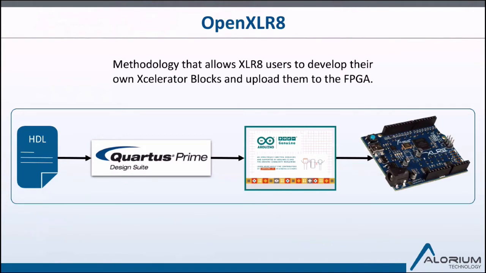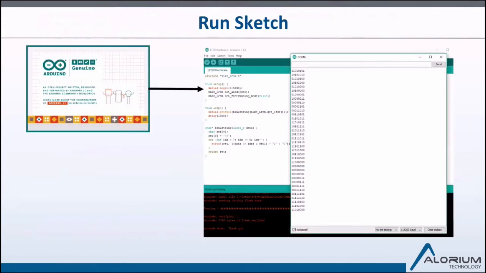Briefly, the OpenXLR8 flow allows the user to add custom logic to their FPGA on the Xcelerator board by writing HDL code in either Verilog or VHDL, and then using the Quartus Prime tool to generate a new image for the FPGA. Then we have custom scripts written that allow you to load that image through the standard Arduino IDE onto the Xcelerator board. Once that new image is on the board, we can run sketches on the board using the Arduino IDE.